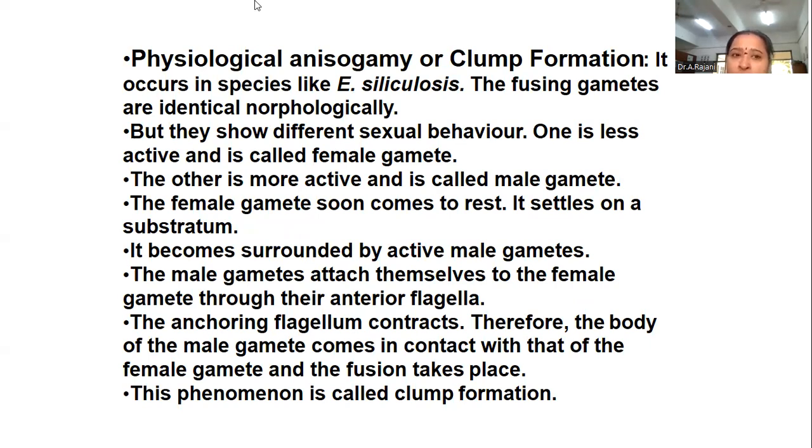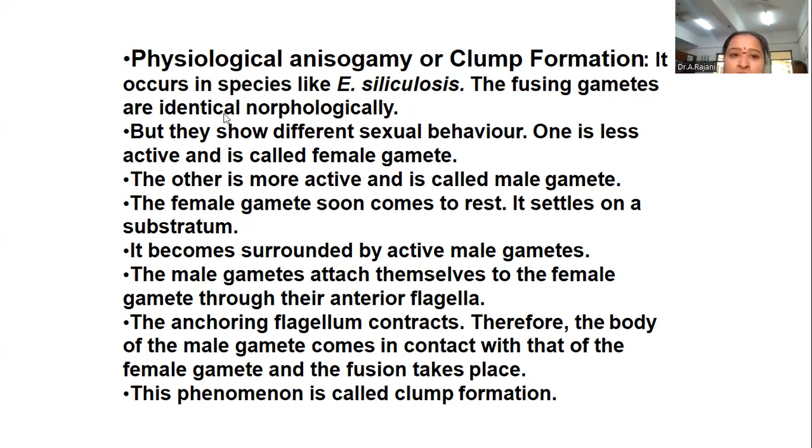Which alga shows physiological isogamy in sexual reproduction, where clump formation occurs? That is Ectocarpus siliculosus. This example is also most important, keep it in your mind. Clump formation occurs, and the species name is Ectocarpus siliculosus.